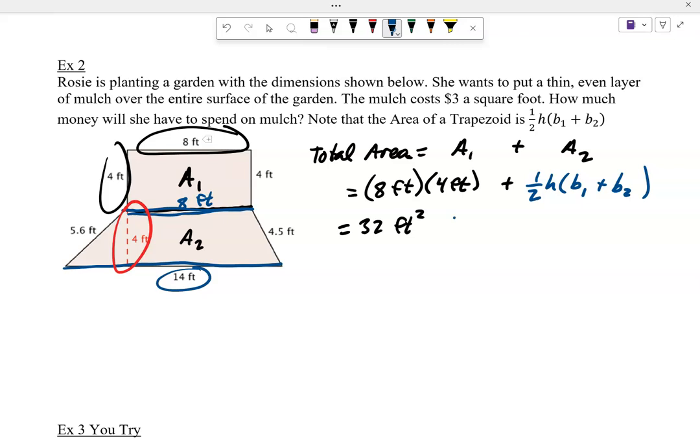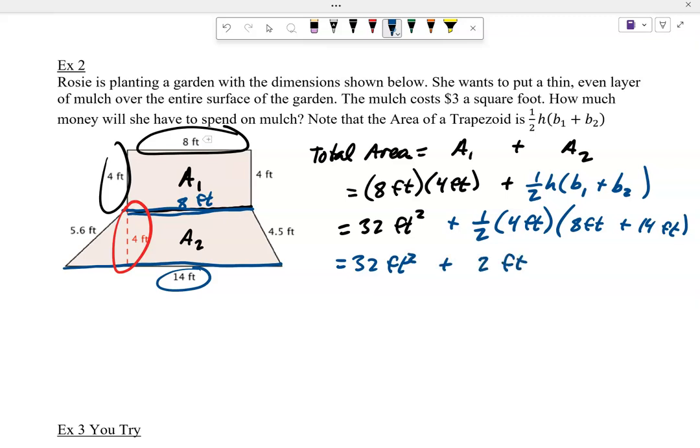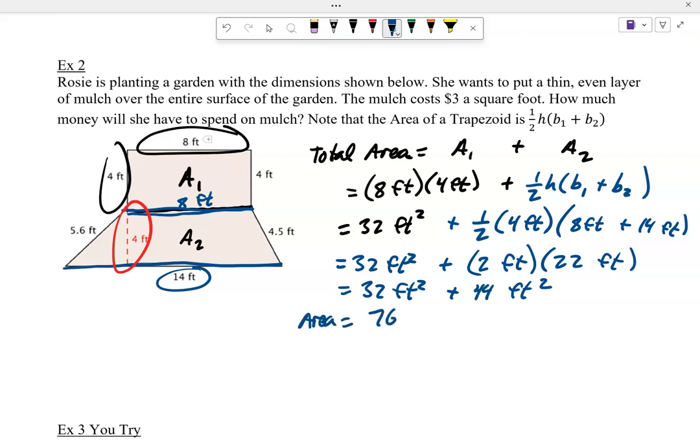So there's my rectangle. I got 1/2. My height here is 4 feet in red. My base 1 is 8 feet plus the bottom base 14 feet. So we got 32 square feet plus half of 4 is 2. And then 8 plus 14, I got 22 feet. So I got 32 square feet plus 44 square feet. It looks like this whole area that I need to cover in mulch is 76 square feet.